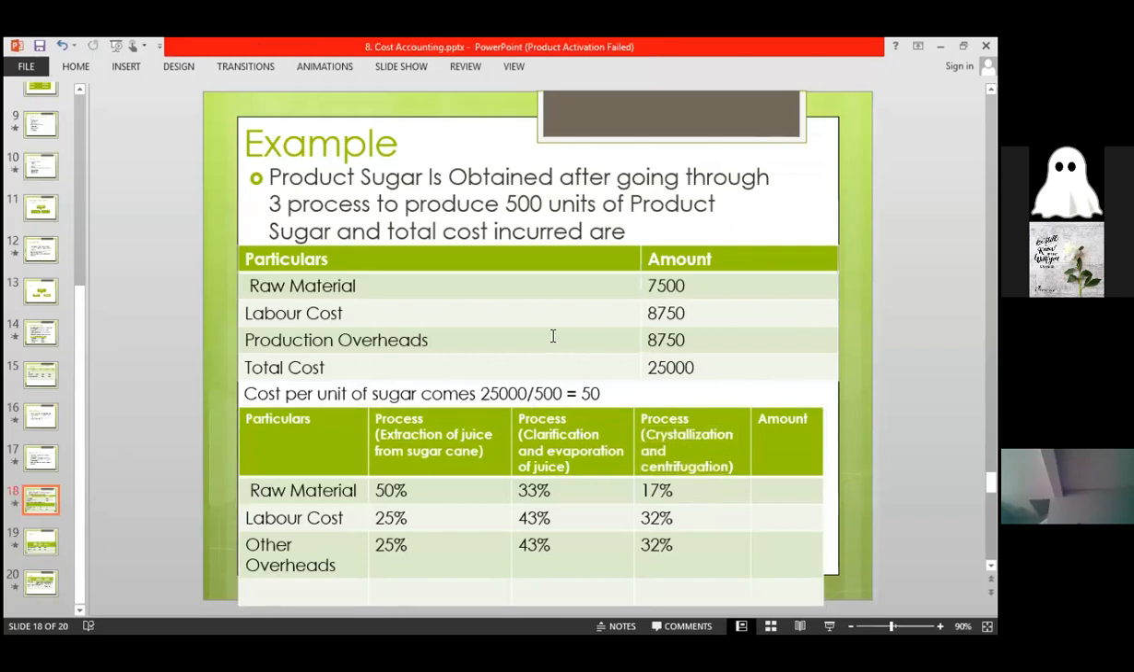Then the material you can calculate. What is the material for the first process? It is 50% raw material. 50% of what? The total raw material. The total raw material given here is 7,500. So out of the 7,500, 50% will be here. You will write it over there. Then the same you will do for the second and third process, 33% of 7,500, and then 17% of 7,500.